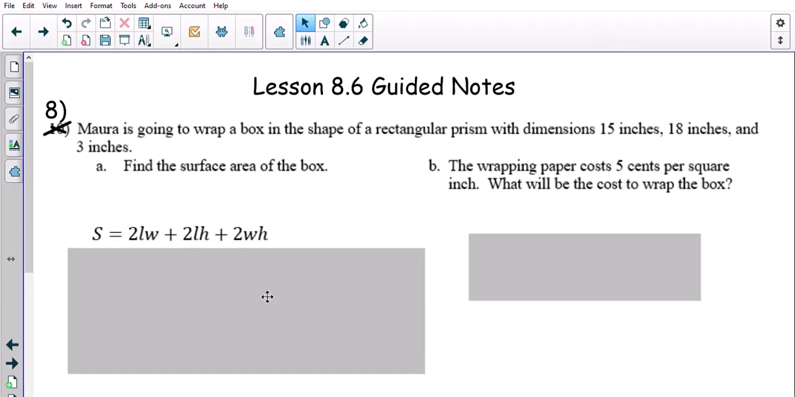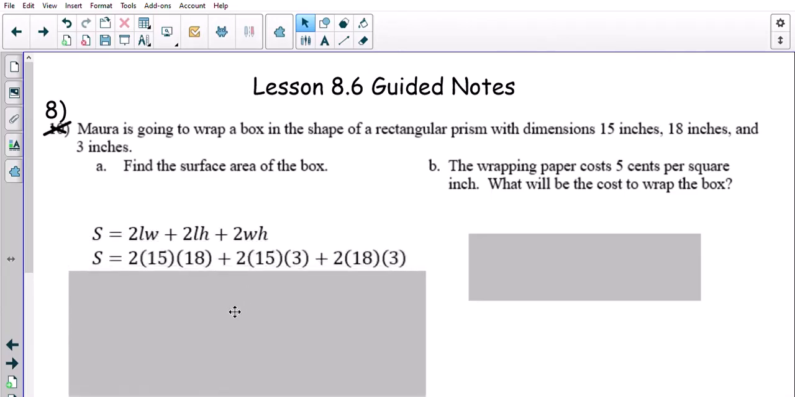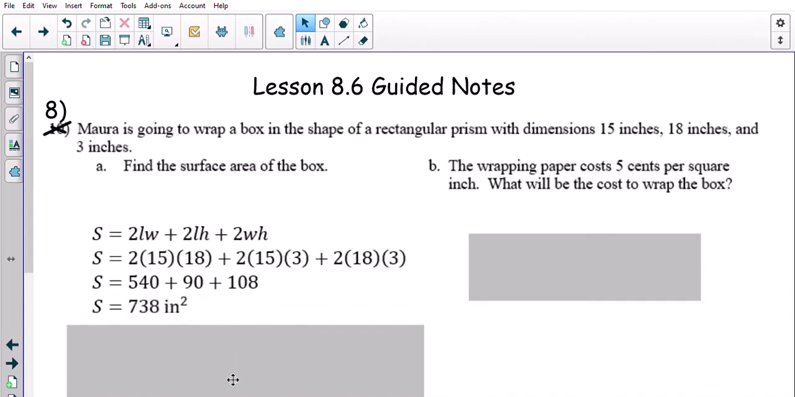It does not matter which one is length, width, or height. So I chose my length to be 15, my width to be 18, and my height to be 3. So we have 2 times 15 times 18 plus 2 times 15 times 3 plus 2 times 18 times 3. Our 3 products will be 540, 90, and 108, and they can be in any order. And my surface area will be 738 inches squared. So quite a bit of surface to cover with this wrapping paper.